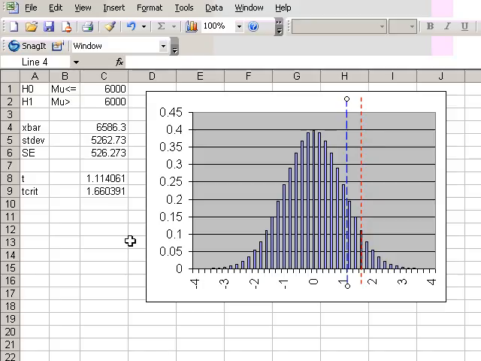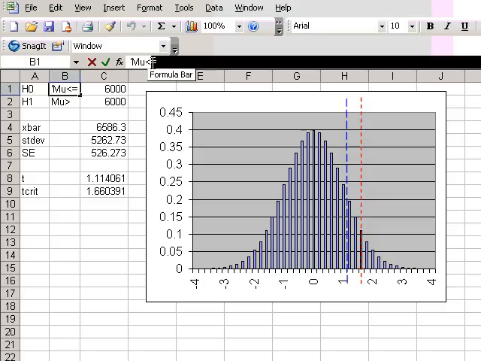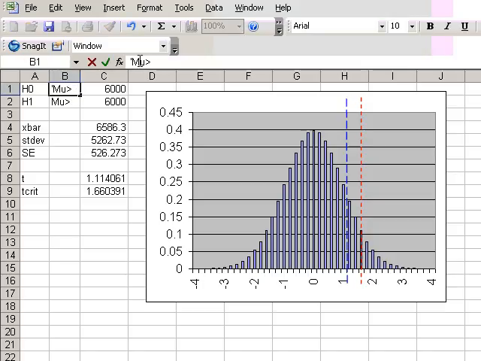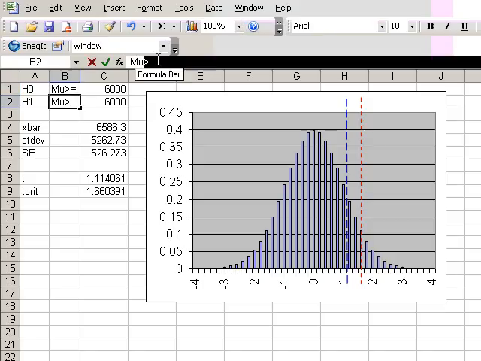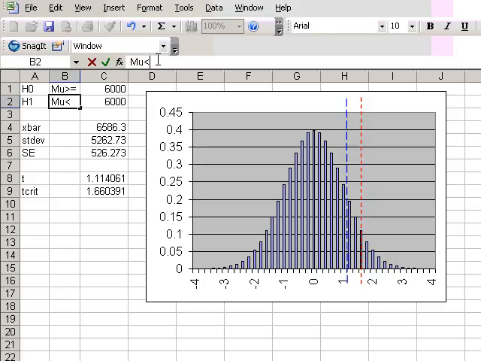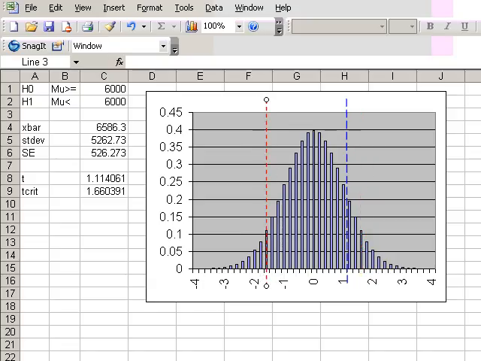What if we had said that the true population mean is greater than or equal to $6,000, and the alternative is that the population mean is less than $6,000? In that case, our red line would have been down at 1.66 below the mean.